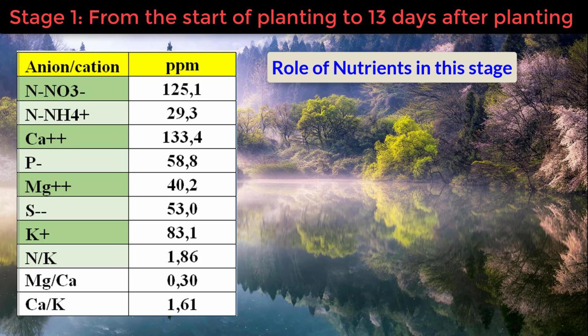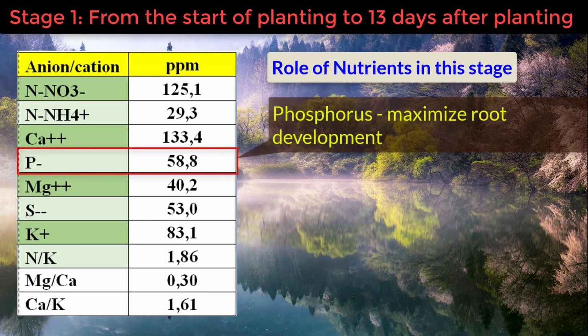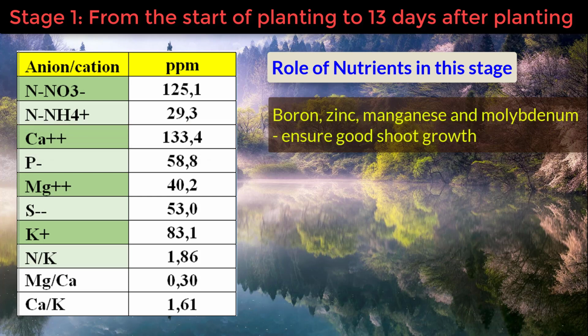Role of nutrients by melon growth stage. Nitrogen and potassium promote strong early growth. Phosphorus maximizes root development. Calcium boosts root and leaf growth. Boron, zinc, manganese, and molybdenum ensure good shoot growth.